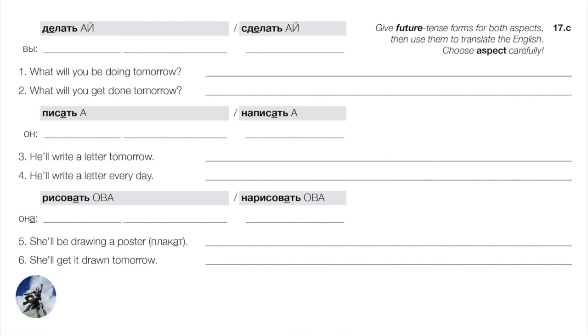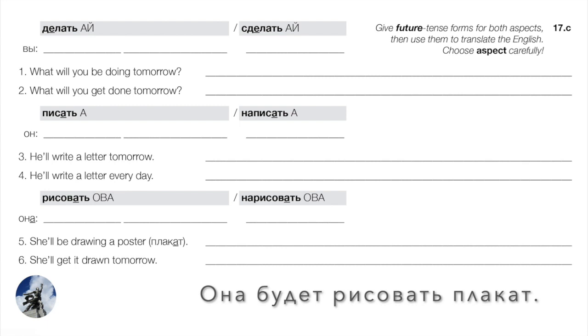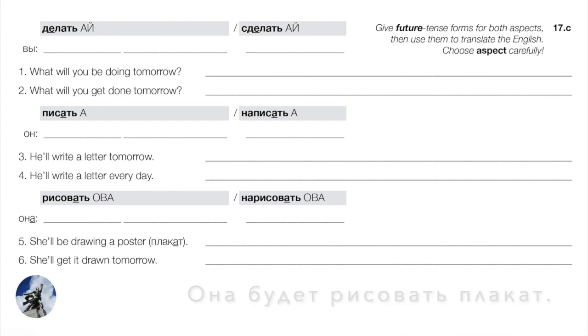Number 5, she'll be drawing a poster. Again, look at that future continuous tense. She'll be drawing it. Not simply she'll draw it, but she'll be drawing it. Sounds like we're emphasizing the process for whatever reason. So let's use imperfective. Она будет рисовать плакат. Versus number 6, she'll get it drawn tomorrow. That certainly sounds like we're emphasizing accomplishment.